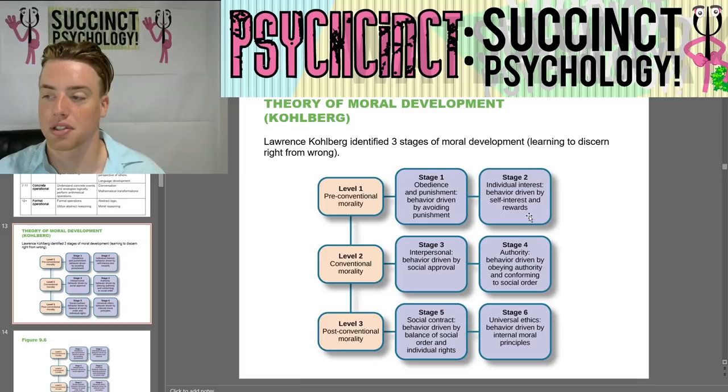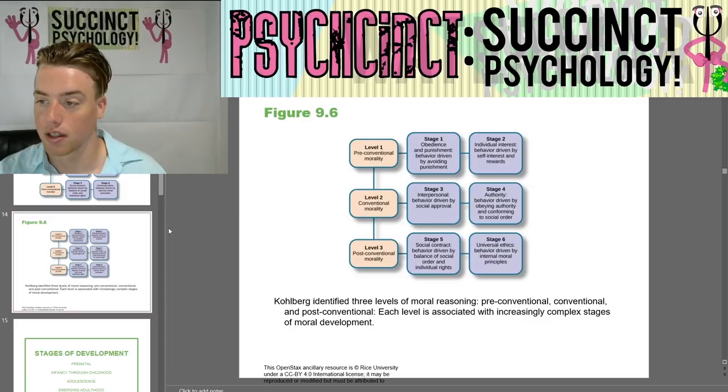Level 2 is conventional morality. We have stage 3, which is interpersonal, behavior driven by social approval, and stage 4, authority, behavior driven by obeying authority and conforming to social order. And then we have level 3, which is stage 5 and 6, social contract, behavior driven by balance of social order and individual rights. And stage 6 is universal ethics, behavior driven by internal moral principles. So, Kohlberg identified 3 levels of moral reasoning: pre-conventional, conventional, and post-conventional, each level associated with increasingly complex stages of moral development, as we just went through.